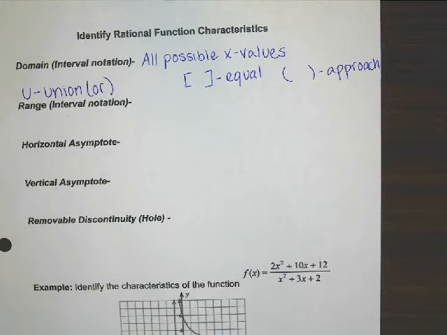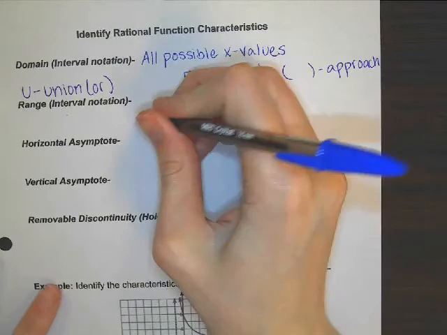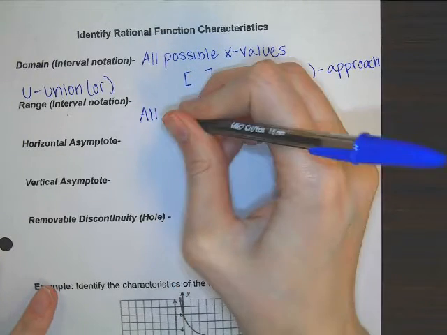Okay, range is almost the same. Group 1, what does range mean? All possible y values. And we'll use the same notation. We don't have to write it again.